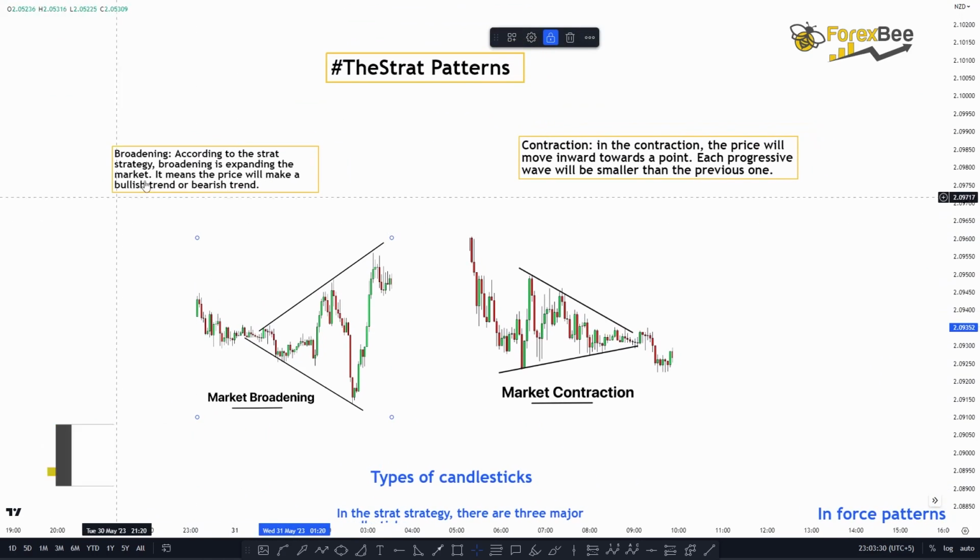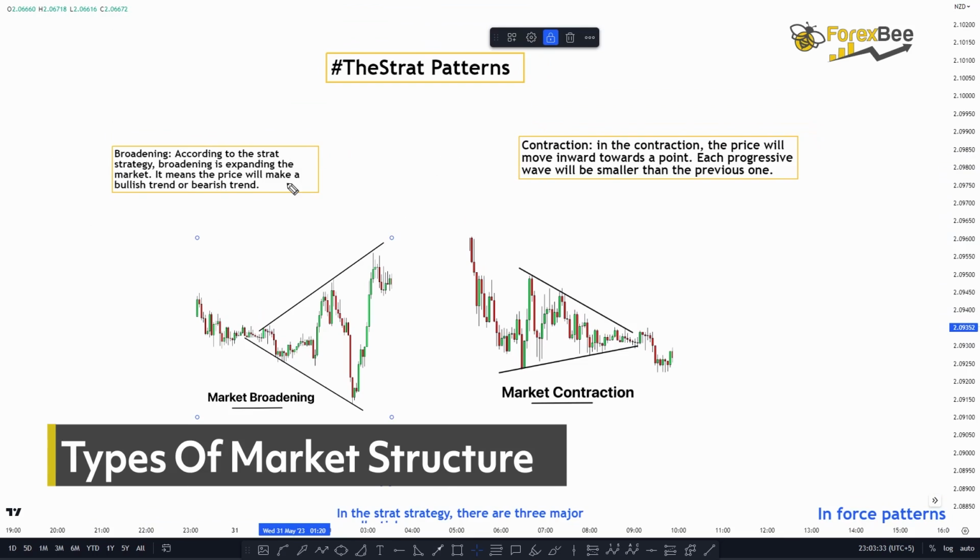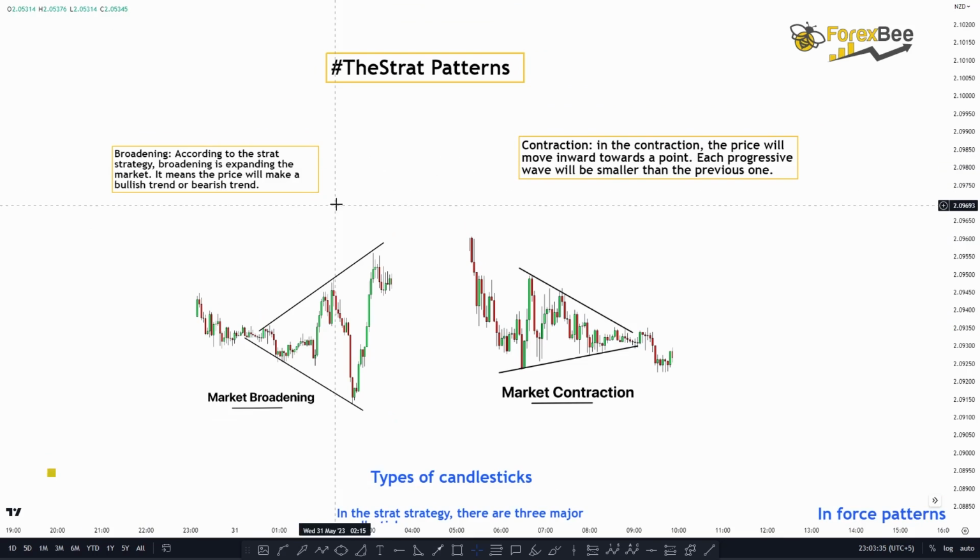First of all, before we dive into the strat patterns themselves, we need to clarify what they are built upon. The strat patterns are built upon two market structures. The first one is the broadening market structure. According to the strat strategy, broadening is the expanding of the market. It means the price will make a bullish trend or bearish trend. So according to this strategy, the market is broadening and making continuous higher highs and lower lows, as you can see here. This means that the market is broadening.